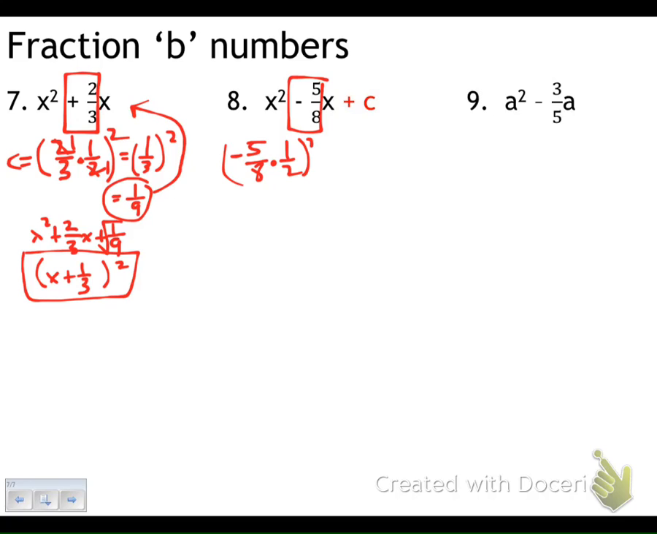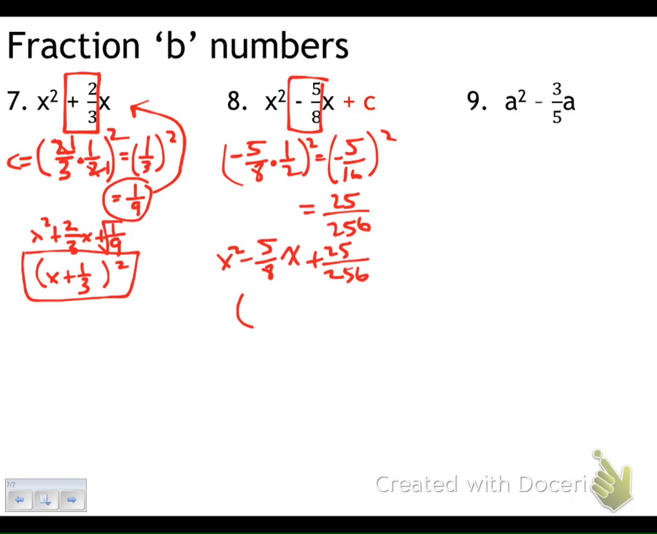We know we have to multiply it by 1/2 and square. This time there's no canceling out, so we just multiply straight across. -5 times 1, 8 times 2. It's -5 over 16. We're going to square that. Again, the back of the assignment sheet has all your squares. That's going to be 16 squared, 256. So now we go back and do x squared minus 5/8 x plus 25 over 256.